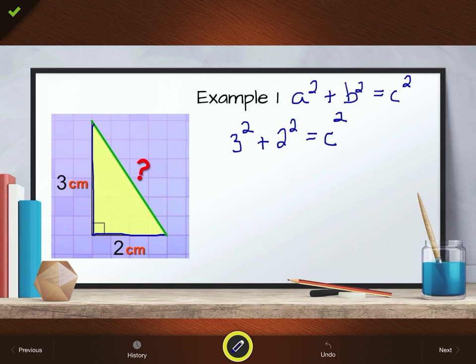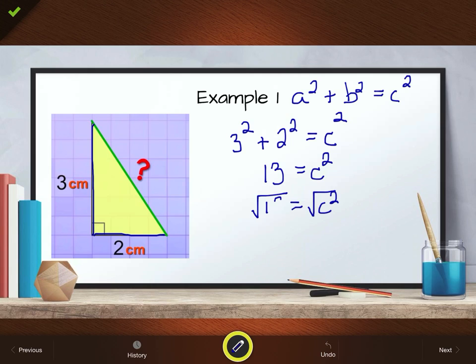Desmos is your friend. 3 squared plus 2 squared is 13. So 13 equals C squared. Now to undo, or to get C instead of C squared, to undo the squared, remember, you take the square root.